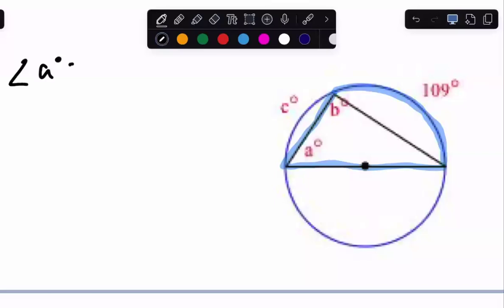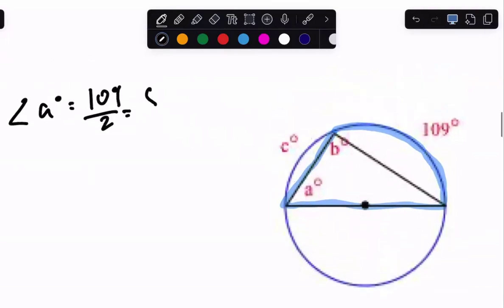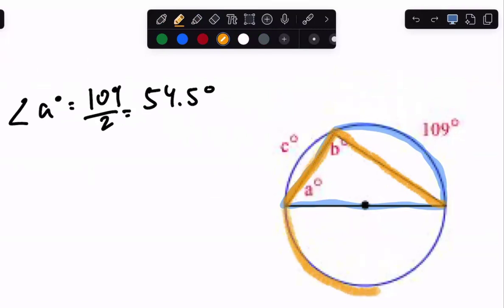Someone tell me. How'd you get 54.5? Very good. So that's 54.5 degrees because it's half of whatever the arc is. For angle B, sorry, this angle, is this one right here. And then the arc is this right here.